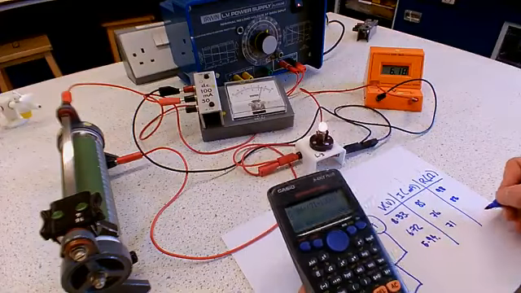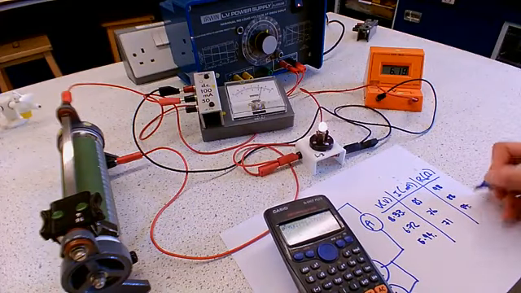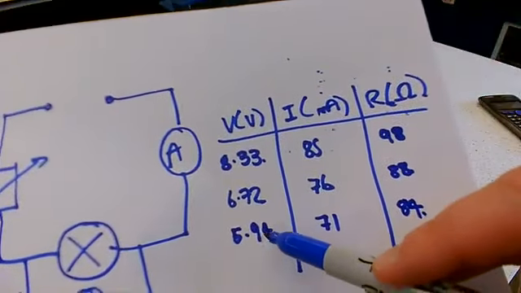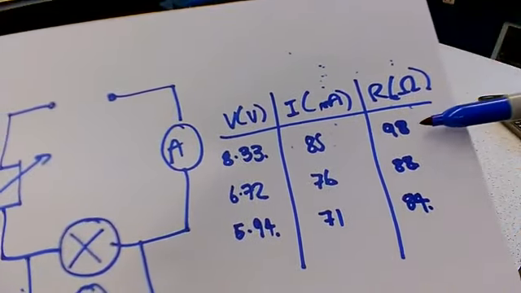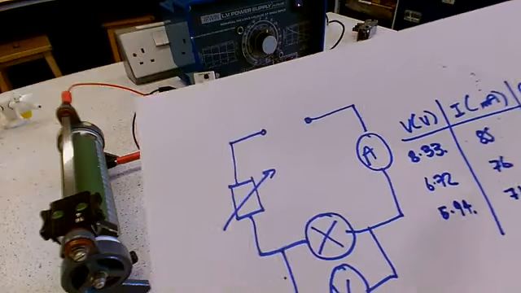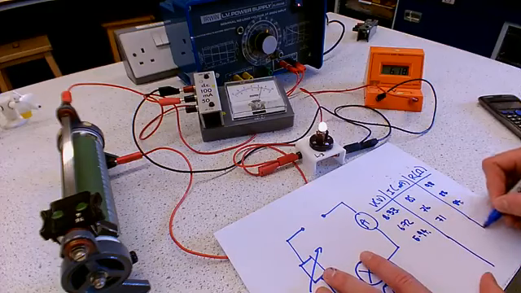That seems to have gone down to 84. So it seems like for our smaller potential differences, the resistance seems to be coming down and getting smaller there. Okay? So what we're going to try now is some negative potential differences.